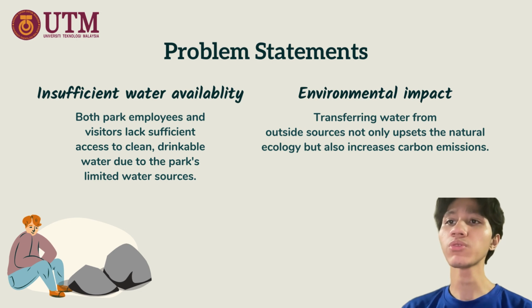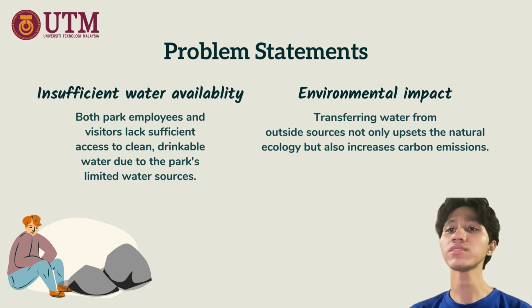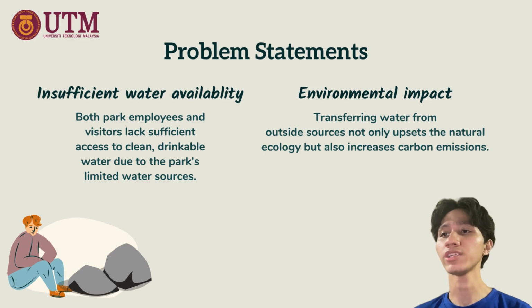So the problem statements. First is the insufficient water availability. Basically, Endau-Rompin Park has an abundant number of employees and visitors. So this leads to a lack of sufficient access to clean, drinkable water due to the park's limited water resources. Next is the environmental impact. Due to the limitation of water resources, the visitors and the employees transferring water from outside sources not only upsets the natural ecology but also increases carbon emission.